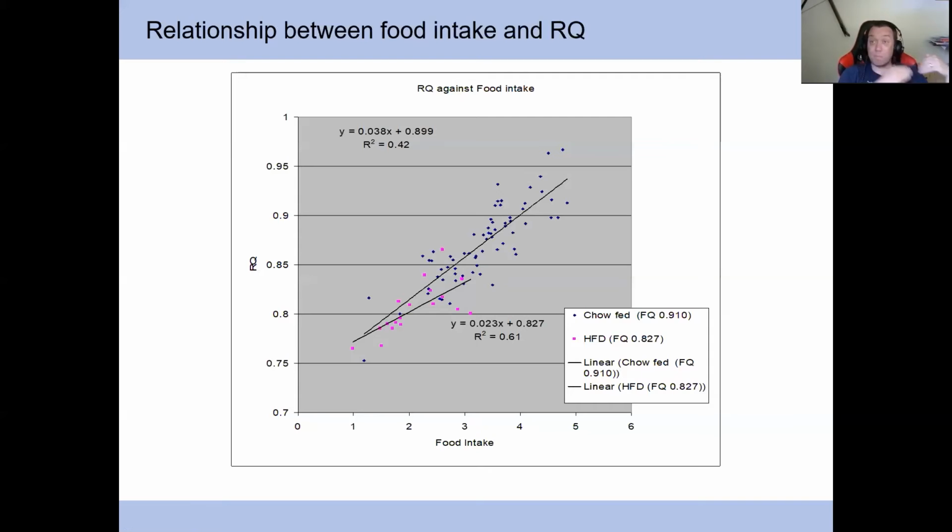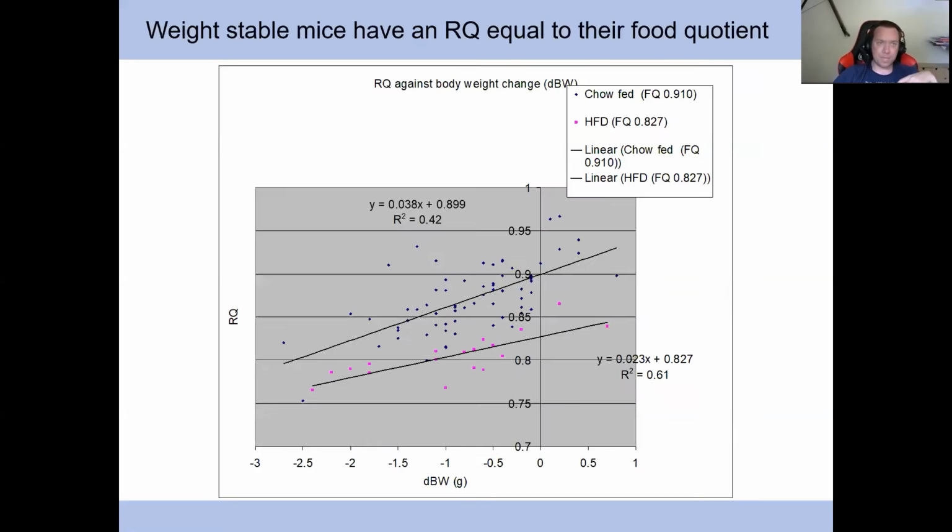This is certainly true in mice, and it happens very acutely in mice. Within about 4 hours of not eating, they're going to switch to using fat. Humans have the capacity to use glycogen for much, much longer. Okay, so now we get into a concept: if we regress change in body weight against respiratory quotient, if you remember I said if a mouse was not changing its body weight, it was in neutral energy balance, then its RQ should be equivalent to its food quotient.